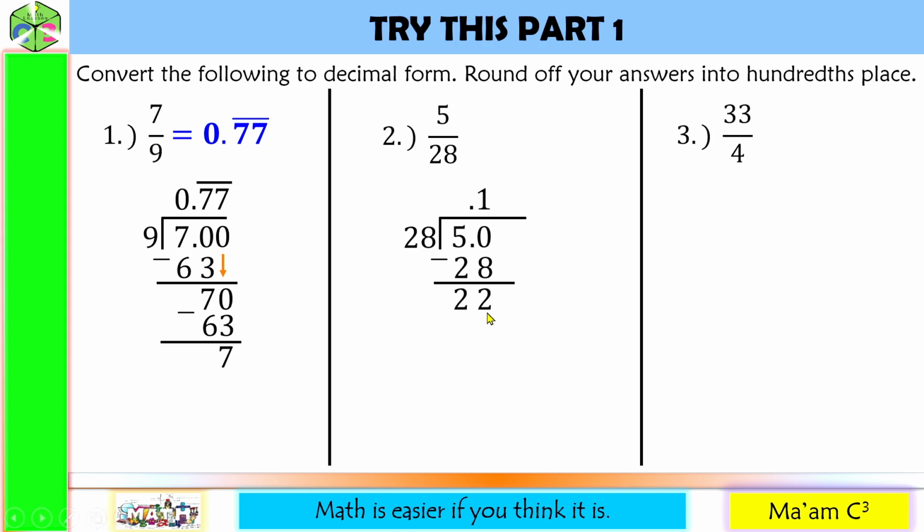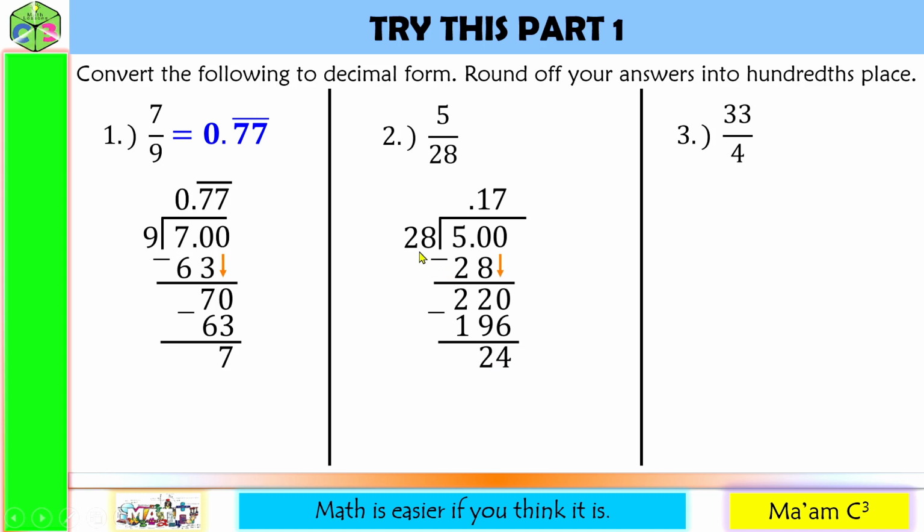Since this is only 22, let us add another 0 here and bring it down. So we have 220. 220 divided by 28, we can form seven 28s in 220. 7 times 28 is 196. Let us subtract. 220 minus 196 is equal to 24.